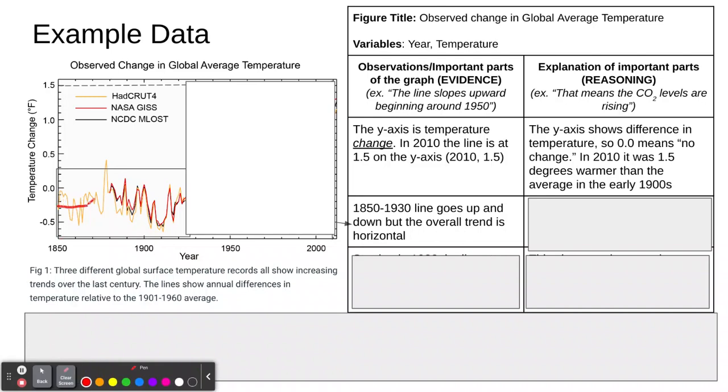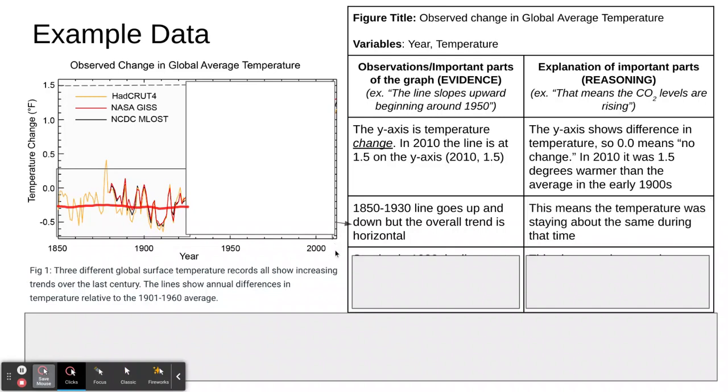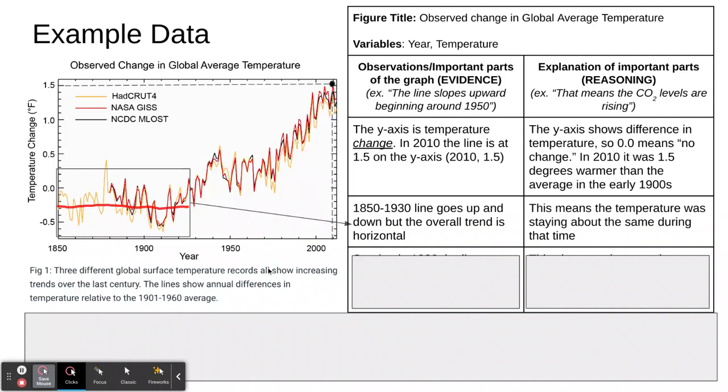I notice that although the line is, and we call this fluctuating, although it's going up and down, the overall trend that I see is this kind of straight horizontal trend. So what I interpret that to mean is that the temperature was staying about the same during that time. Even though it's going up and down, the overall pattern is that from 1850 to 1930, the temperature really didn't change.